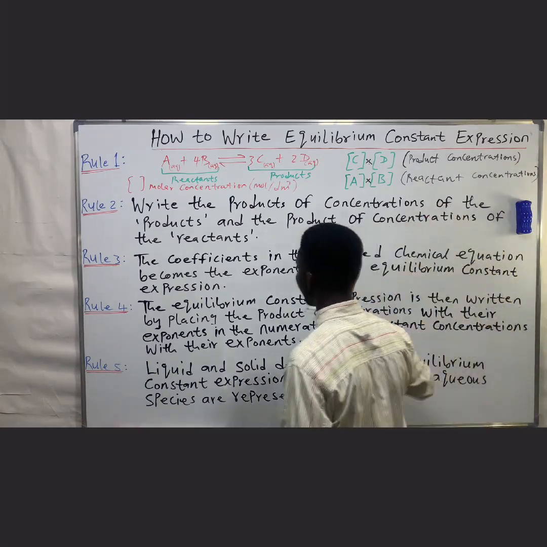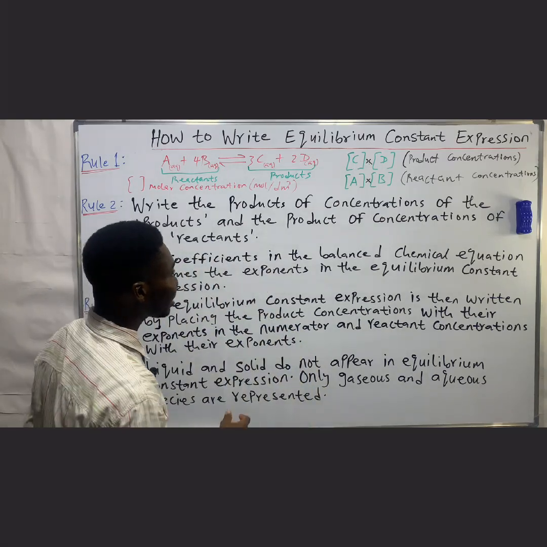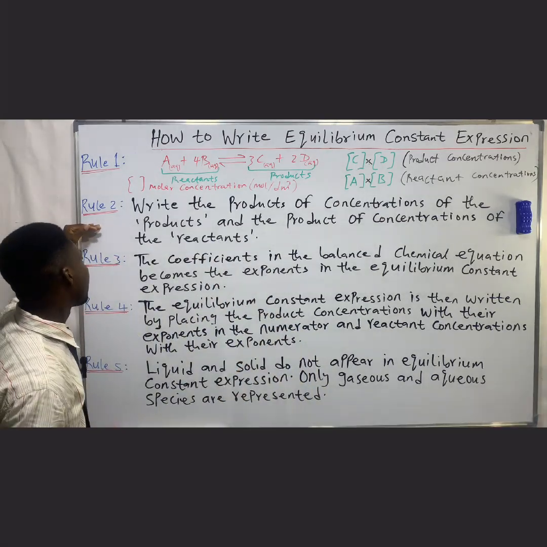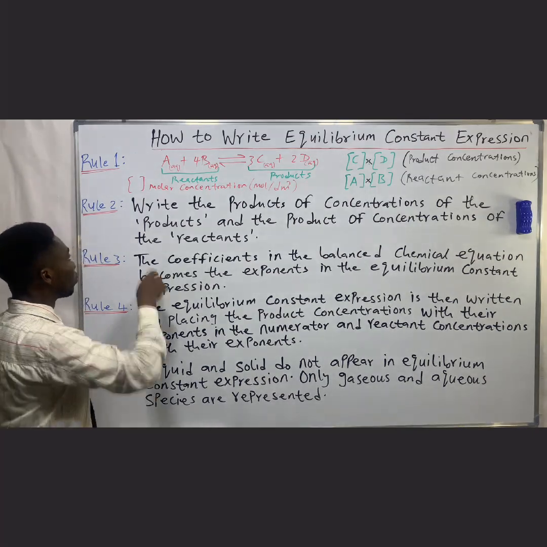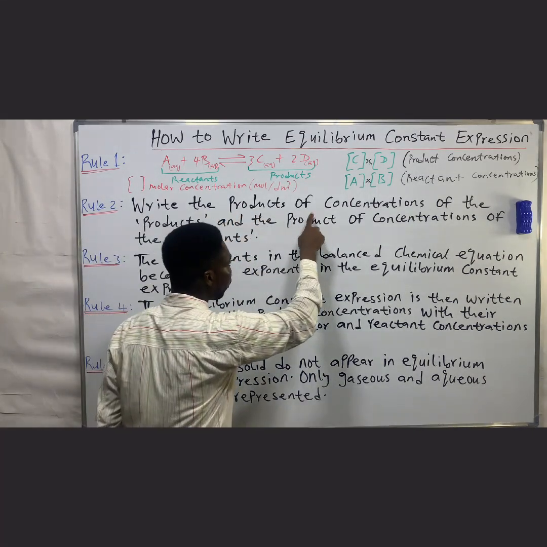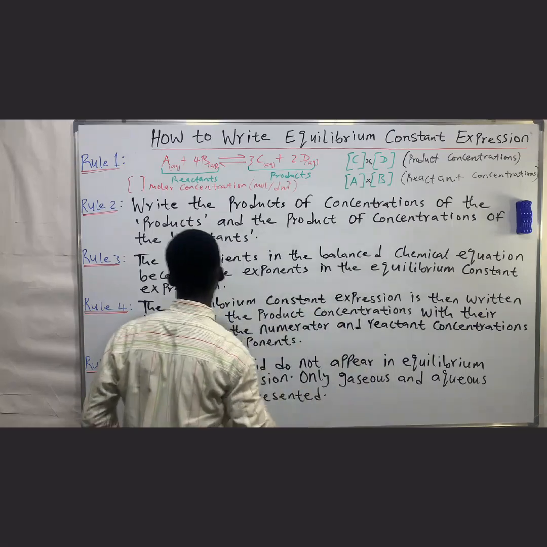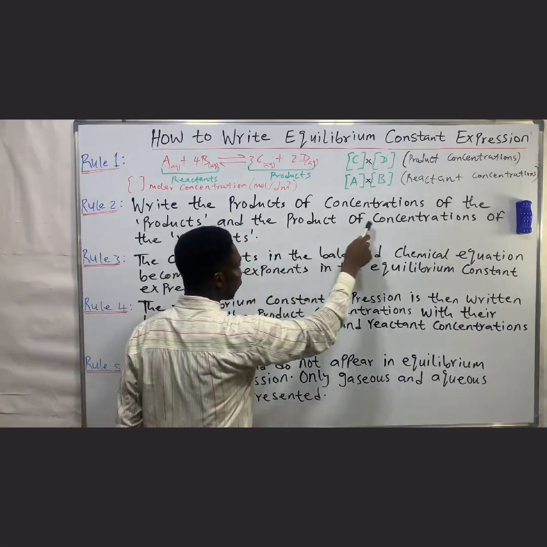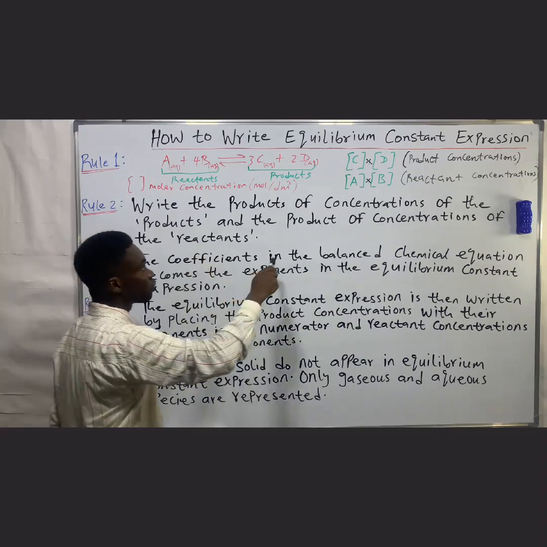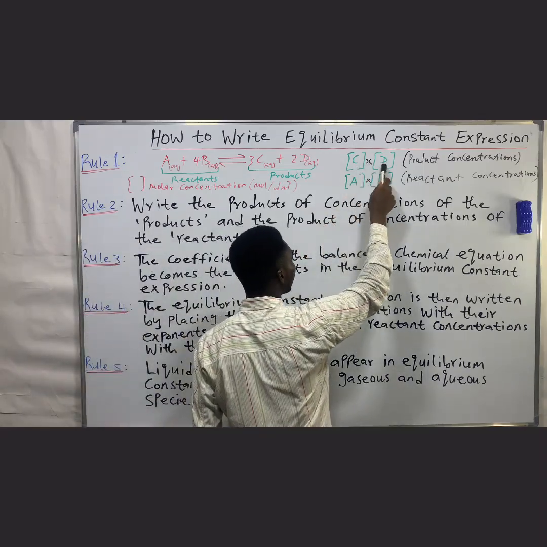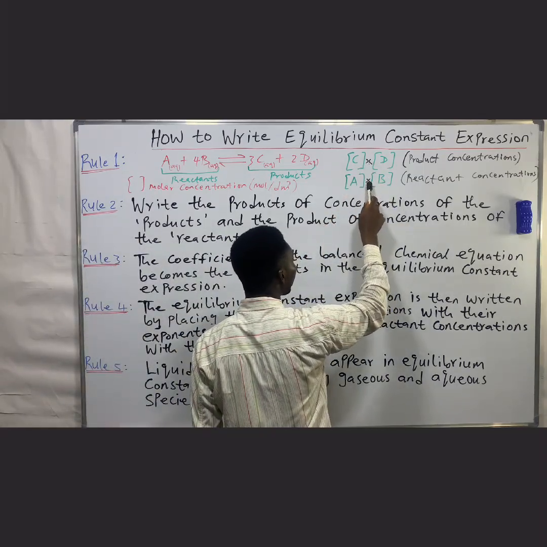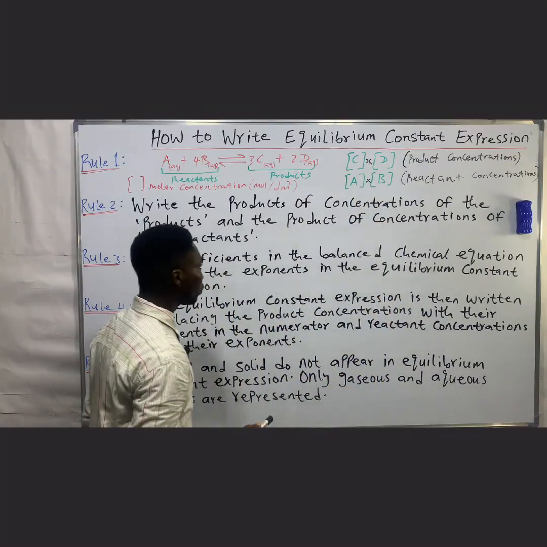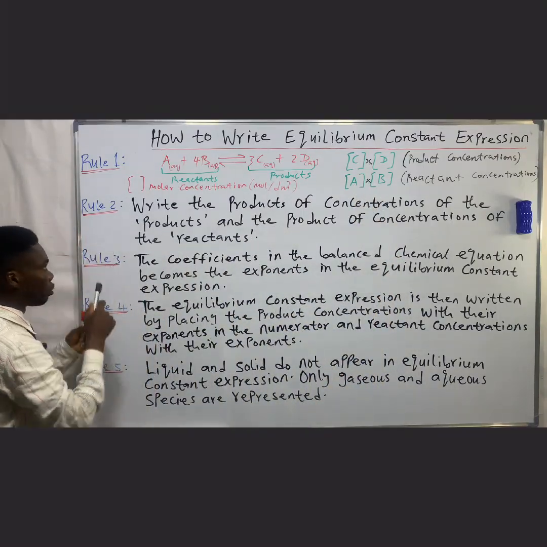All right, so I'm done with that. Now, having said that, you can see I've carefully observed rule 2, which says write the product of concentrations of the products. I have done that. And the product of concentrations of the reactants. So we have observed rule number 2.